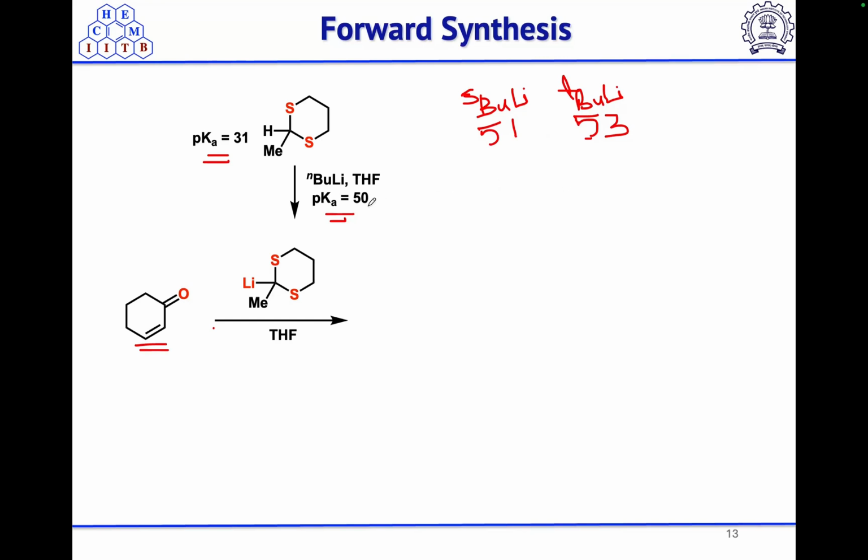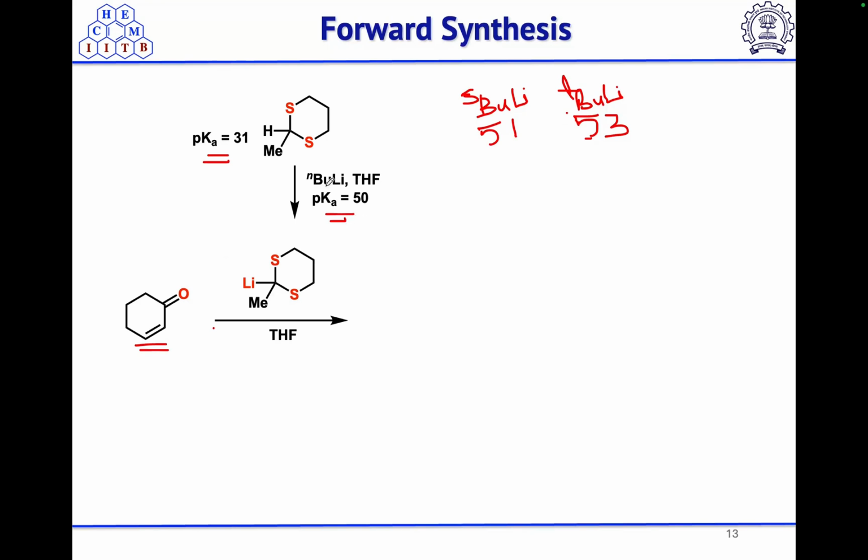So by seeing this pK value, you can clearly think that tertiary butyl lithium is a stronger base than secondary butyl lithium, which is stronger than n-butyl lithium. Now here n-butyl lithium is okay, because handling secondary butyl lithium and tertiary butyl lithium is quite challenging. Those are stronger bases, so in the presence of moisture they can create explosive kinds of things.